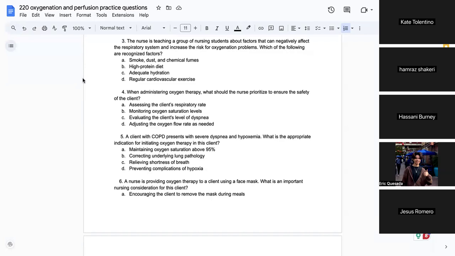All right, awesome. Yeah, you guys are all on the right track. This one's not too bad. So yeah, it's A, smoke, dust, and chemical fumes. So we know that airborne irritants directly damage lung tissue.